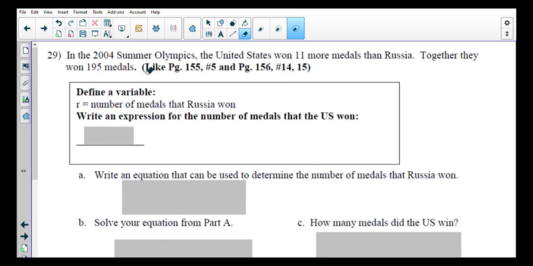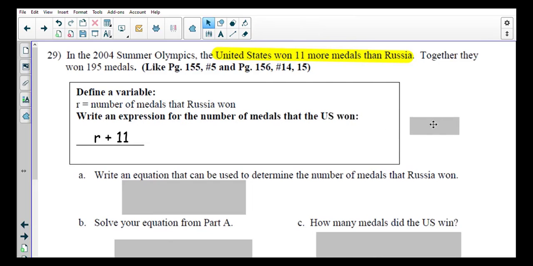You're going to see this box here, which is not something that would typically be given on a word problem that you were asked to complete on a test or a quiz or a graded assignment. But I did include this here to kind of guide us in the right direction. It tells us to define a variable, and we define the variable R to be the number of medals that Russia won. Now, we're also going to write an expression for the number of medals that the U.S. won. So in this case, we know that the United States won 11 more medals than Russia.